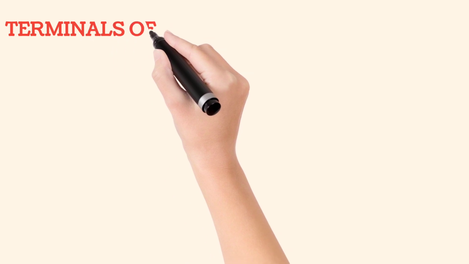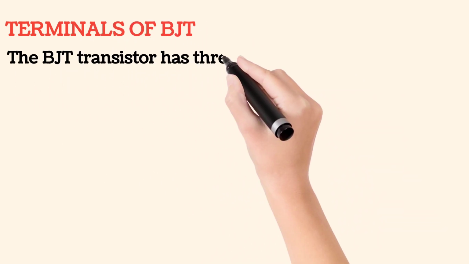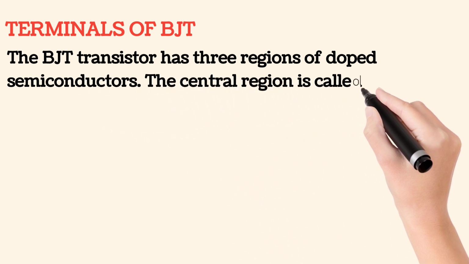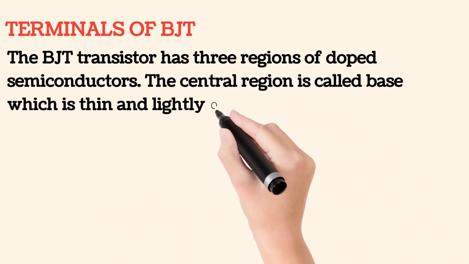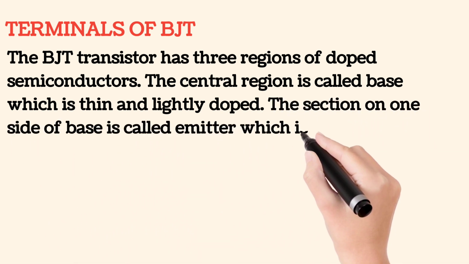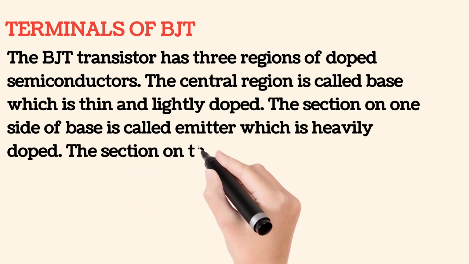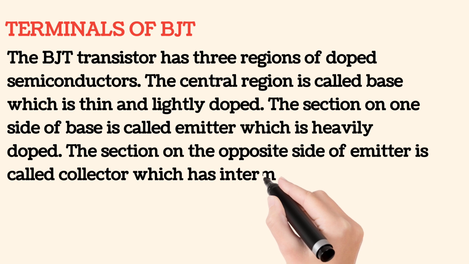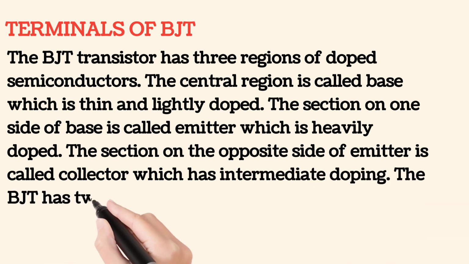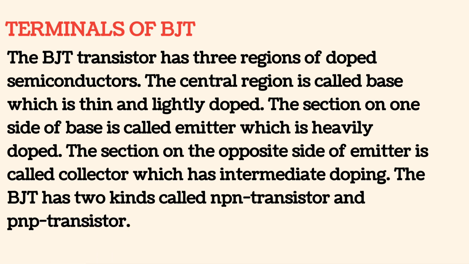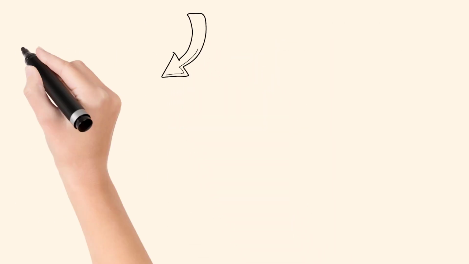Terminals of BJT. The BJT transistor has 3 regions of doped semiconductors. The central region is called base, which is thin and lightly doped. The section on one side of base is called emitter, which is heavily doped. The section on the opposite side of emitter is called collector, which has intermediate doping. The BJT has 2 kinds called NPN transistor and PNP transistor. As shown in Figure 1 and Figure 2.